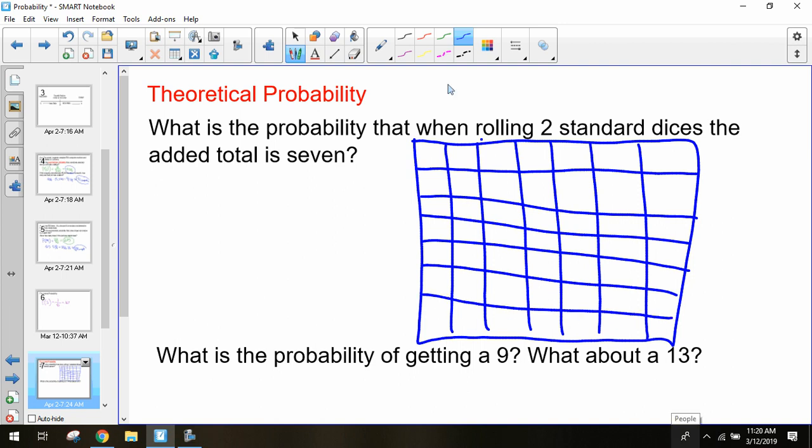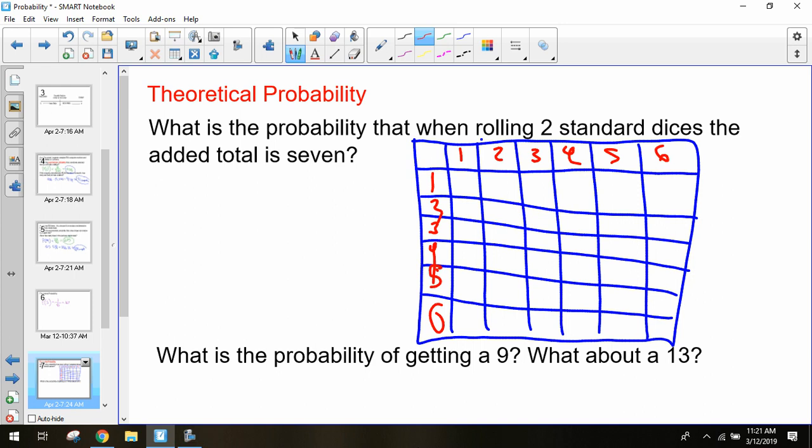So we think about these 2 dice. One of my dice, if I roll it, has 6 possibilities. It could be a 1, 2, 3, 4, 5, or a 6. So that's all the possibilities for that one dice. If I roll my other dice, it has the same possibilities. It could be a 1, 2, 3, 4, 5, or a 6.